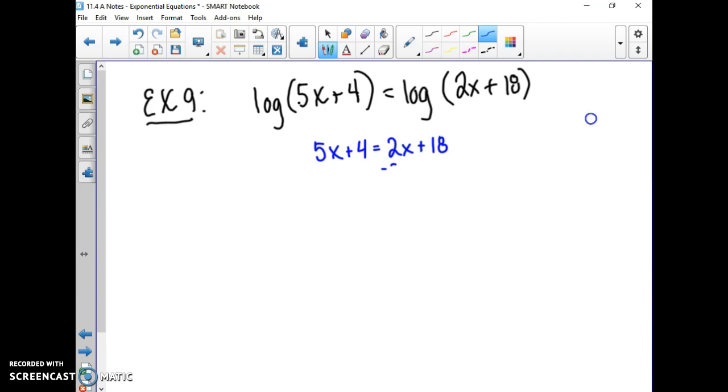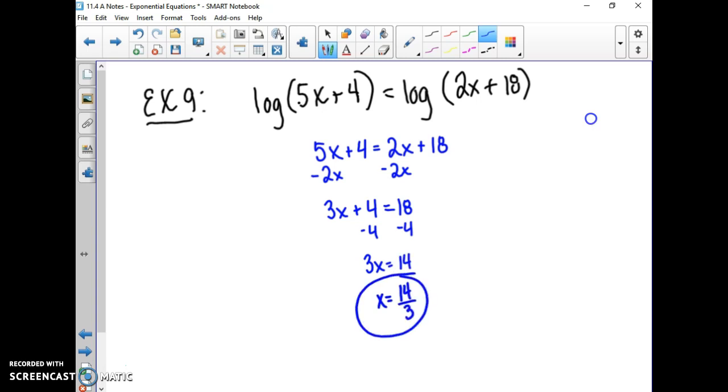So you will subtract 2x here, so 3x plus 4 equals 18. You'll subtract your 4, so 3x equals 14. So x equals 14 divided by 3 for this equation.